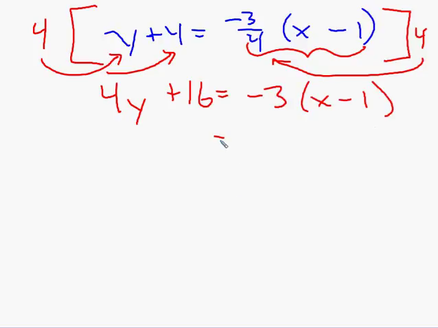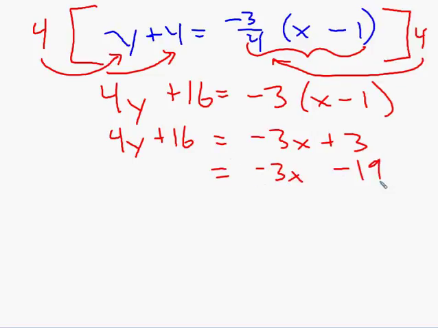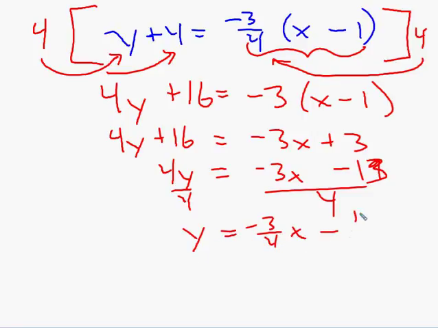Now what do I do? Distribute negative 3. Now what? Subtract 16. So we get negative 3x minus the 16, so negative 13 right there, my bad. Negative 13. Divide by 4. Everything divide by 4. So I get negative 3/4 x minus 13/4.